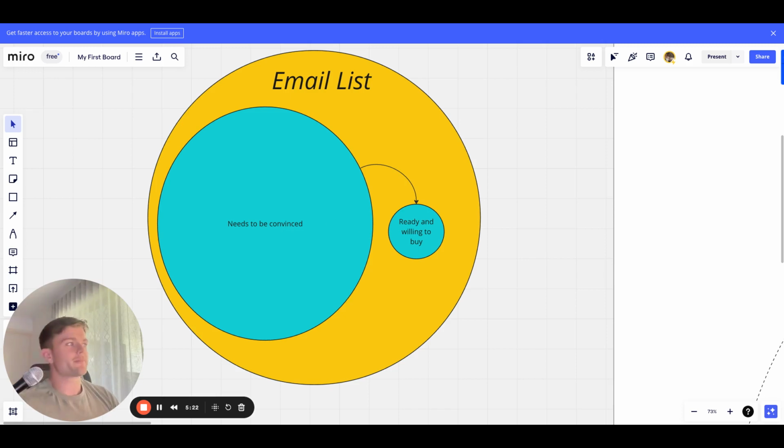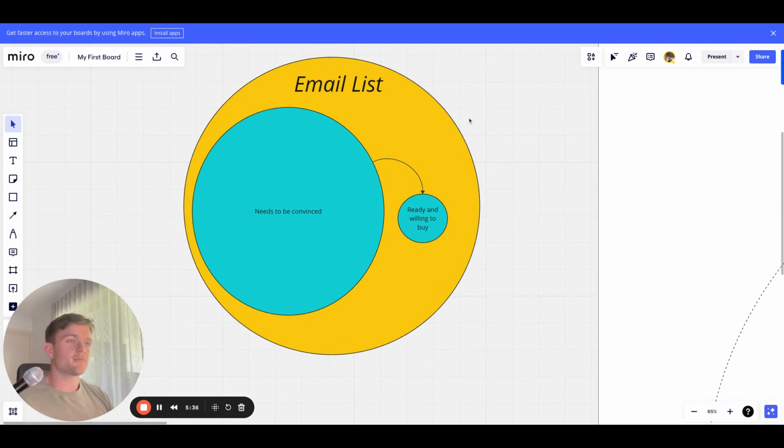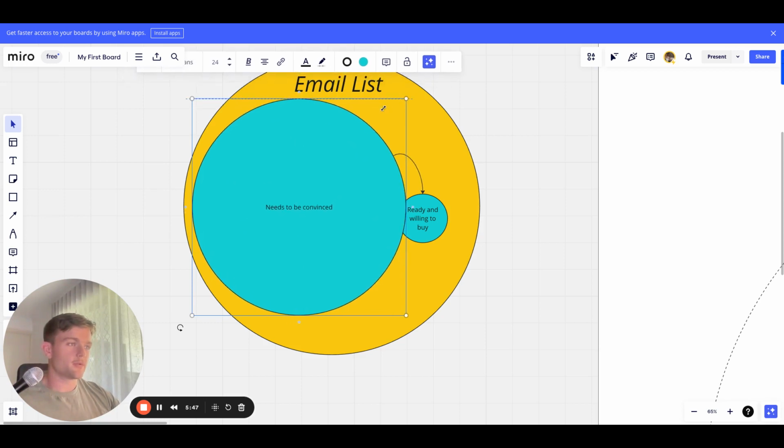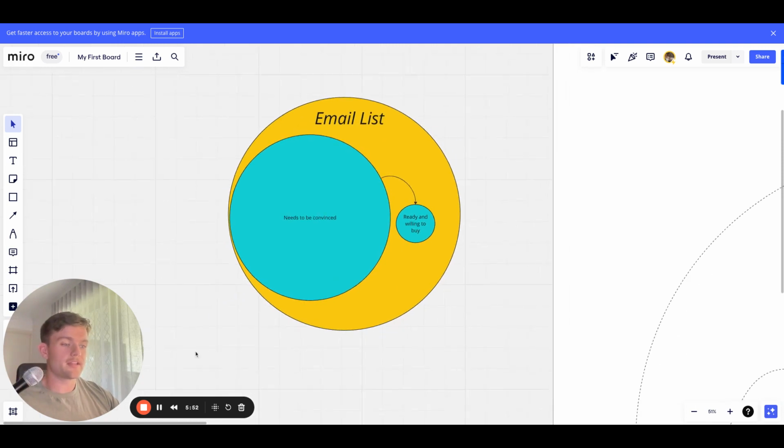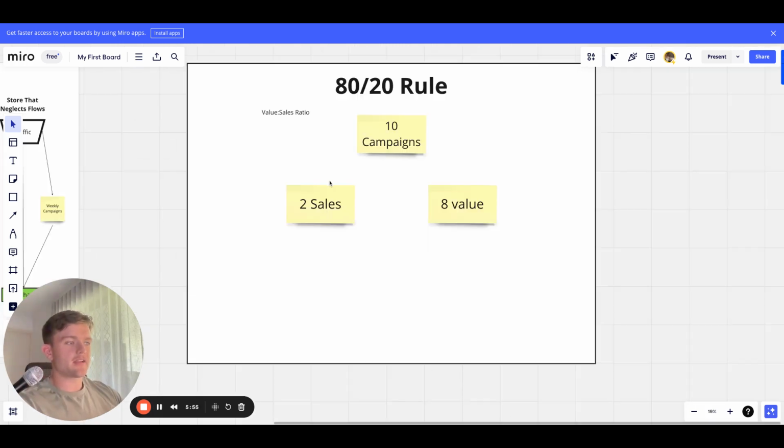And that doesn't mean you're going to jump into your email marketing and say, please buy my products, this is why you should buy my products. It means that you're going to engage them over time and provide value that is going to take them closer to a purchase. Because the whole game of email marketing isn't how can we make more sales now? It's how can we convince the most amount of people that they have a problem, and then convince them that we're the solution to their problem. So we're taking people from the needs-to-be-convinced section, the overwhelming majority of our email list, into the section where they're ready and willing to buy. Our 2 sales campaigns and our 8 value campaigns.